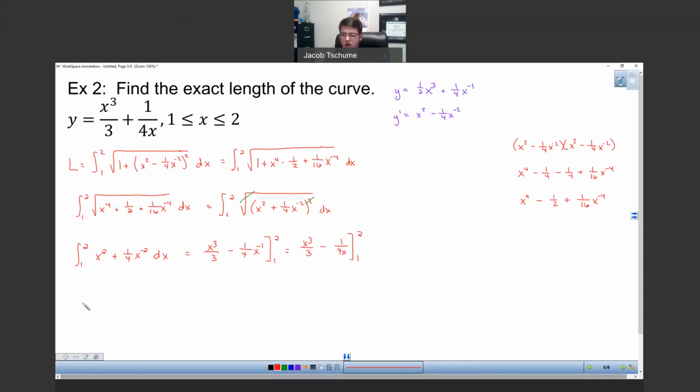All right, so plug your upper parameter in. If you plug in 2, that's going to be 8/3 minus 1/8 minus, and then if you plug 1 in, that's 1/3 minus 1/4. So let's see, that ends up becoming 8/3 minus 1/8 minus 1/3 plus 1/4. I can put the thirds together, which gives me 7/3 minus 1/8 plus a 4th.